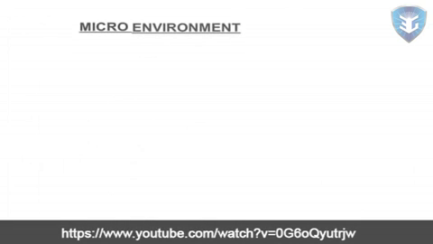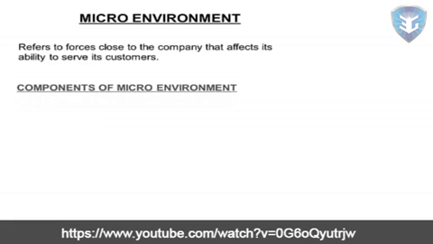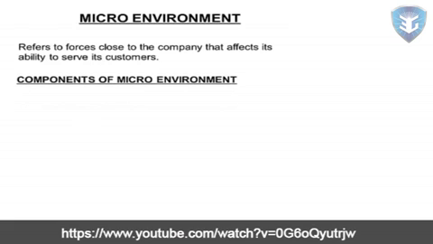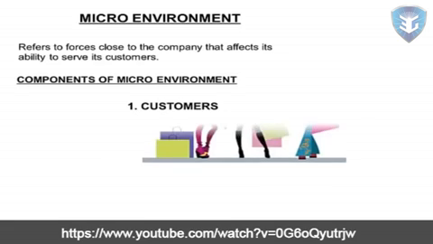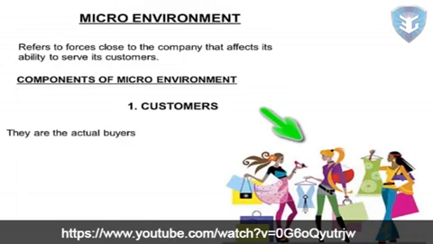So now, looking at the microenvironment, we mentioned that it refers to forces close to the company that affect its ability to serve its customers. What are its components? There are 5 components of microenvironment. The first one is the customers. So who are they? They are the actual buyers of the goods and services. The company must study its customers' markets closely since each market has its own special characteristics.